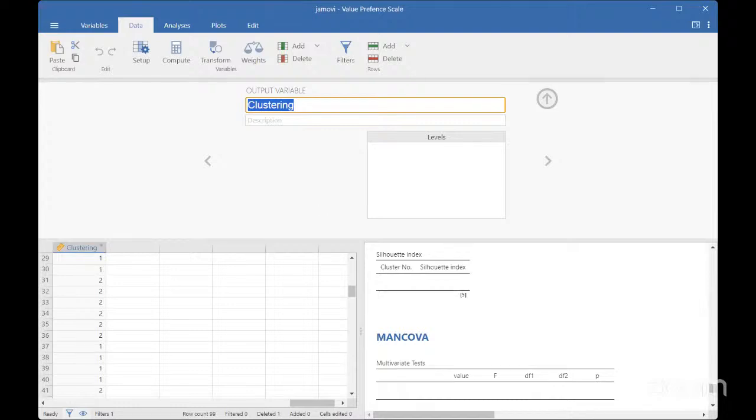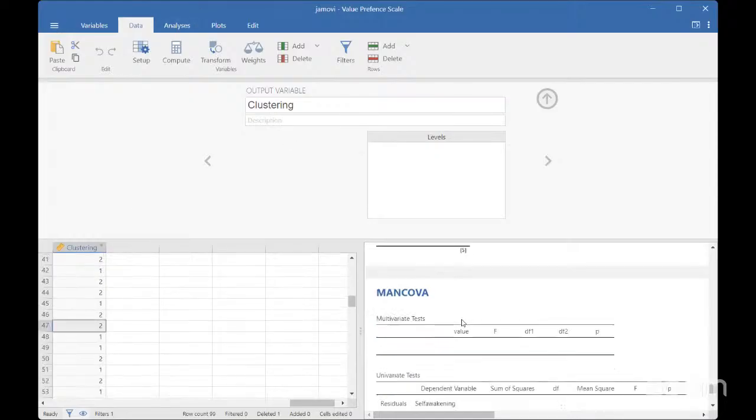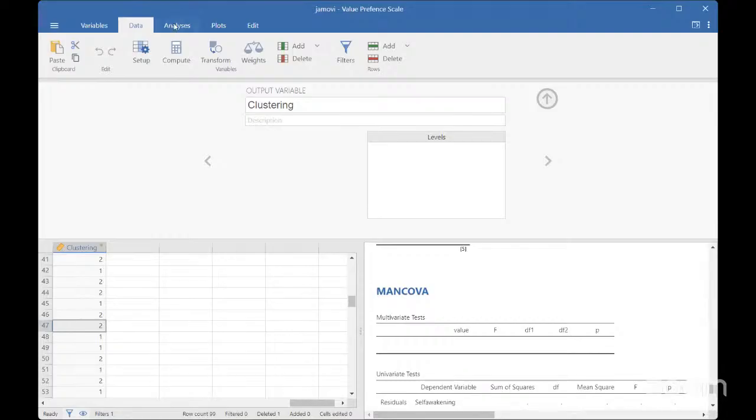What happened? Sir, clustering is continuous, whereas the analysis is saying that it needs to be categorical, nominal. I cannot change it, so I need to copy paste it.